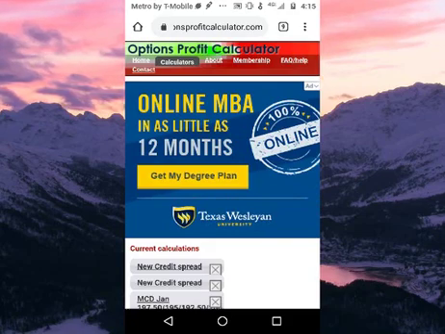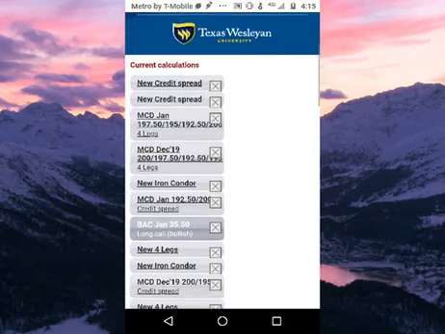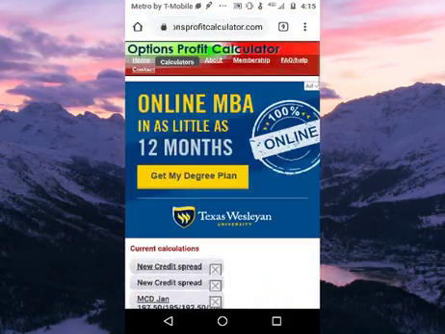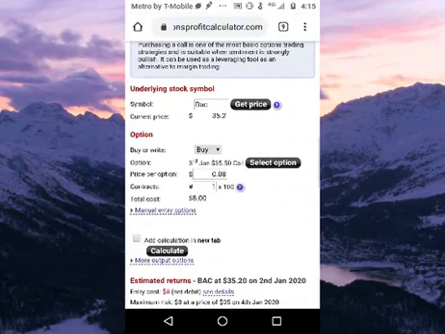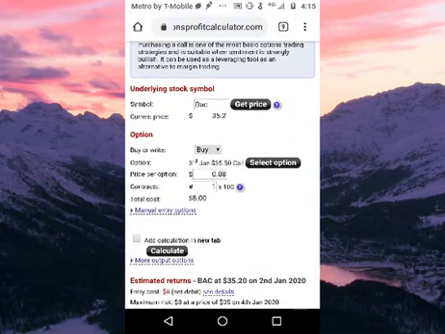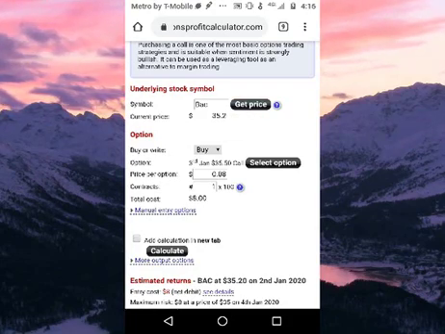You have to click on Home and go to the calculators. There's a tab out there; you click on the calculator, and you have to pick the Bank of America symbol. You put the Bank of America symbol over there, click on get the price, and it's going to show you the exact, current price.